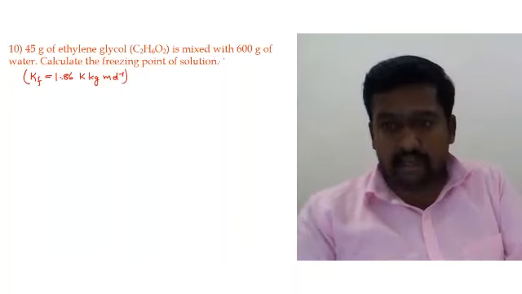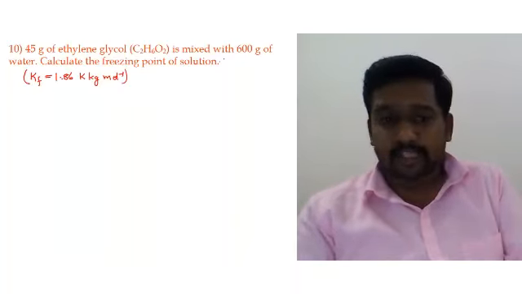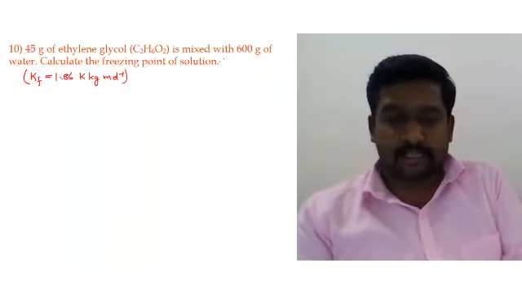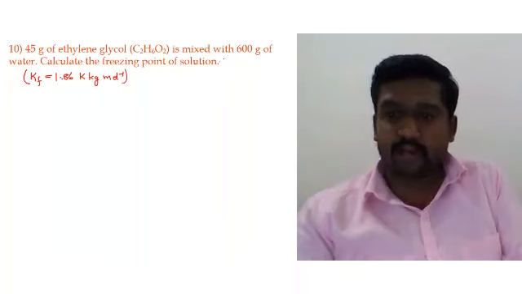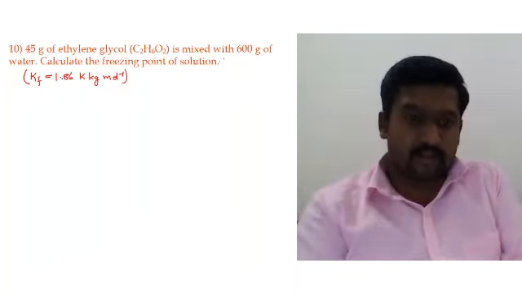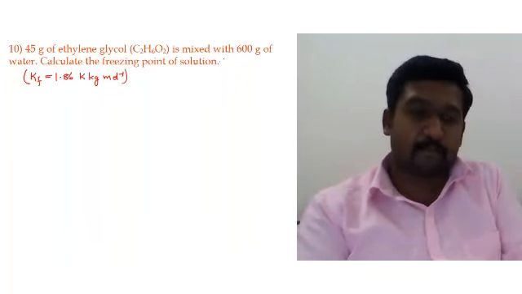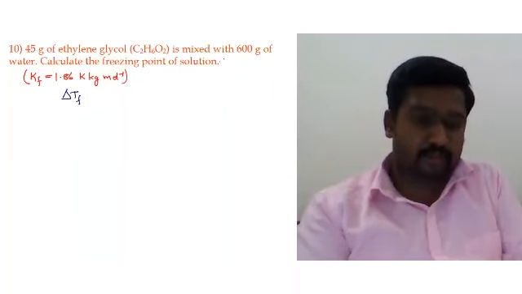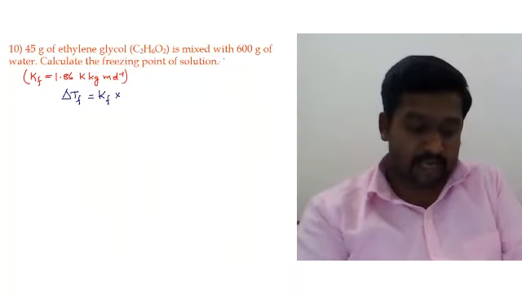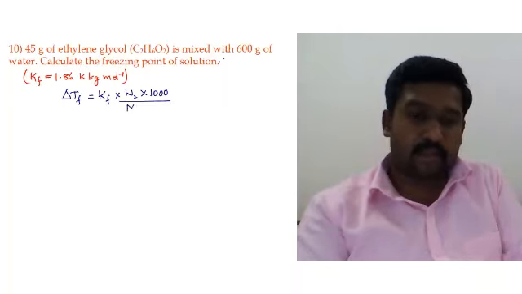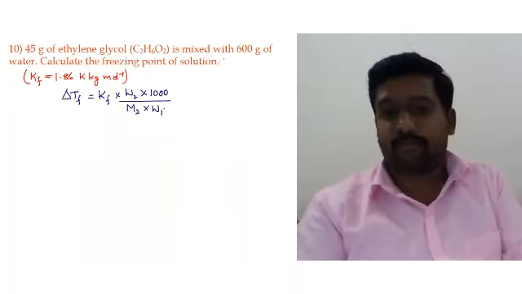While determining that, we must remember that freezing point will decrease upon addition of a solute. That is called depression of freezing point, which is also a colligative property. So now let us consider the expression for depression of freezing point, which is given as delta TF is equal to Kf into molality, and molality is W2 into 1000 by M2 into W1.